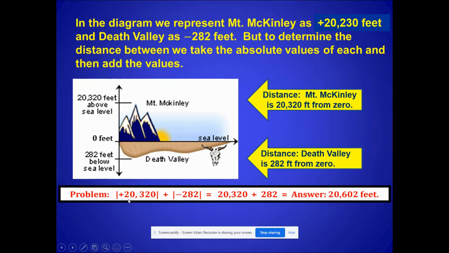When you take the absolute value of 20,320, we get 20,320. When we take the absolute value of negative 282, we get a positive 282. So we're adding these values together, and our answer would be 20,602 feet. That's how far apart they are from each other.